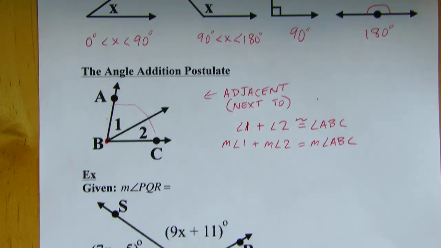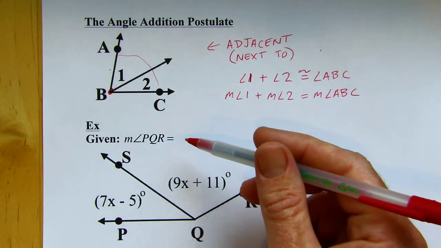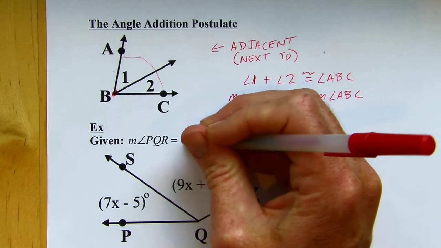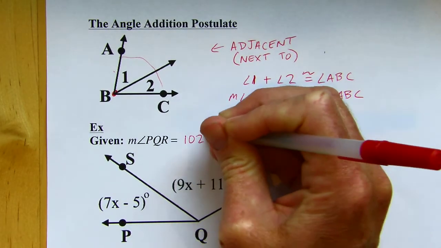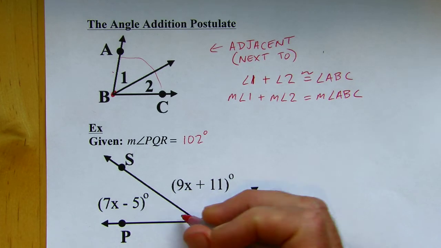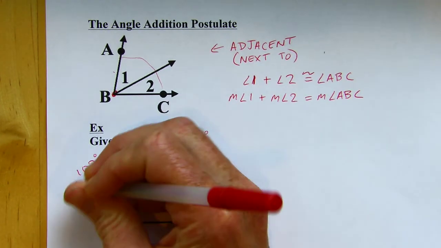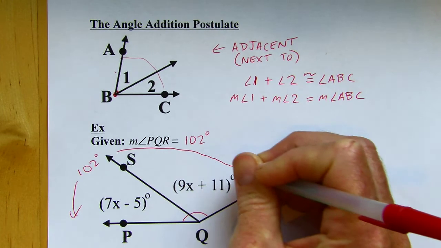All right. So let's try an example. Okay, so there's some given information which isn't totally filled out here. So the measure of this angle is going to be 102 degrees. Okay, so that's PQR. So let's make sure we read the diagram correctly. PQR. That's this bigger angle. So they're telling us that 102 degrees is this bigger angle.